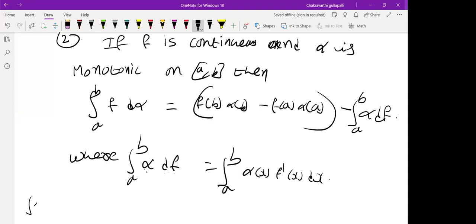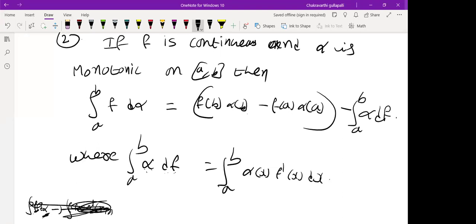If it is f d alpha, what did you do? f x alpha dash x. Now instead of alpha, you are having f, and instead of f, you are having alpha. So first function as it is, derivative of the second function. So this is f dash x. This is the required formula. This is nothing but what you call integration by parts. Integration by parts is nothing but this formula.